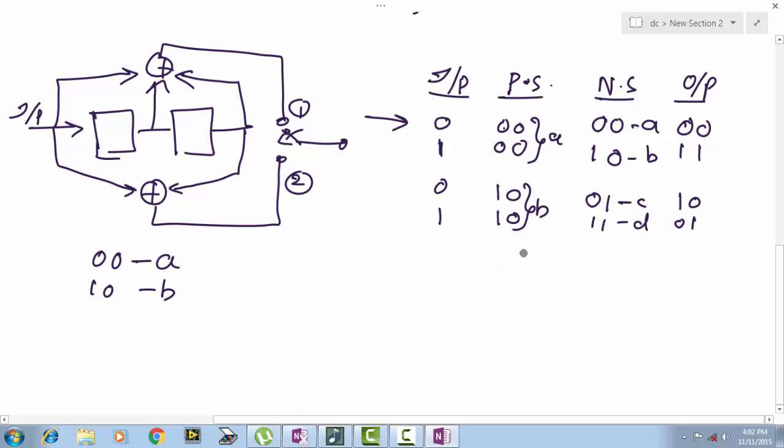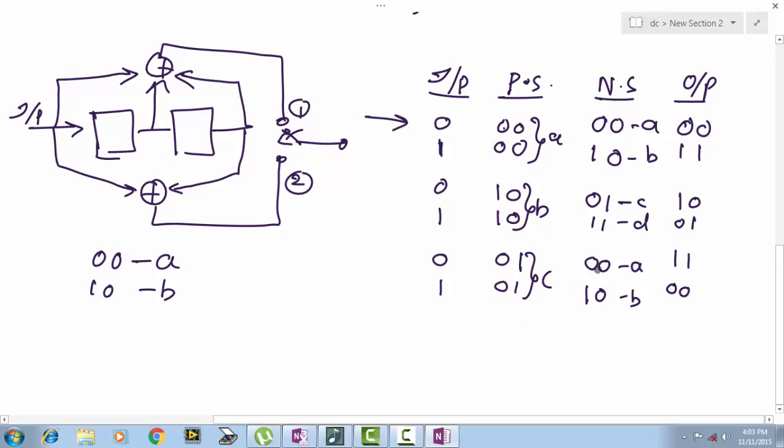Now consider C, which is 0 1. Input bit is 0: the output is 1 1, and the next state is 0 0, which is A. Similarly, input bit 1: the output is 0 0, and the next state is 1 0, which is B. So when you are in state C, if the input is 0, the next state is 0 0, A. If the input is 1, the next state is 1 0, which is B. These are the corresponding outputs.